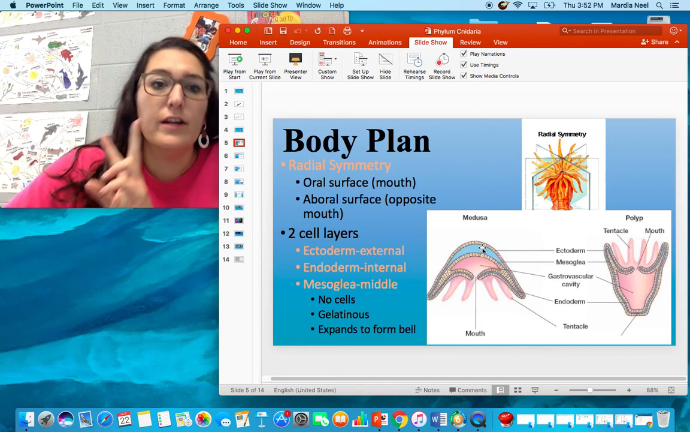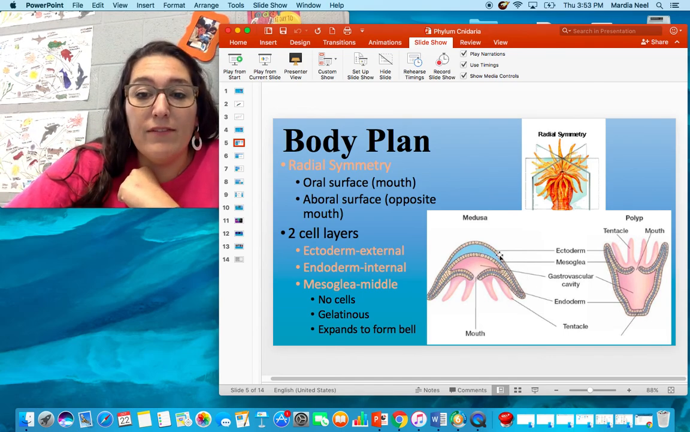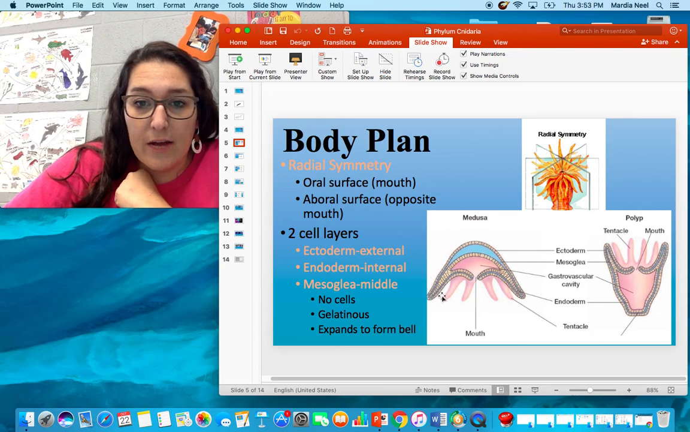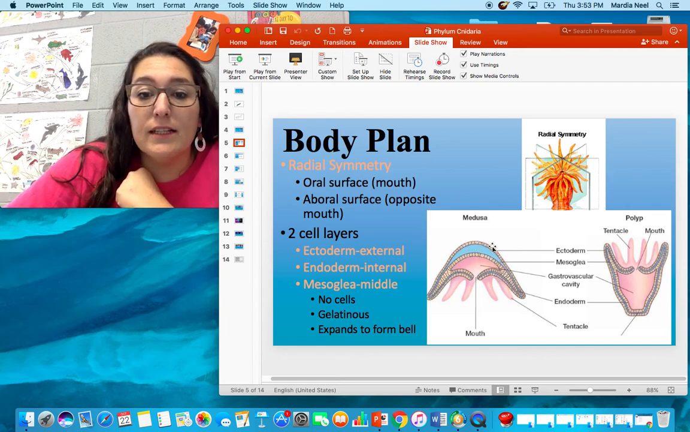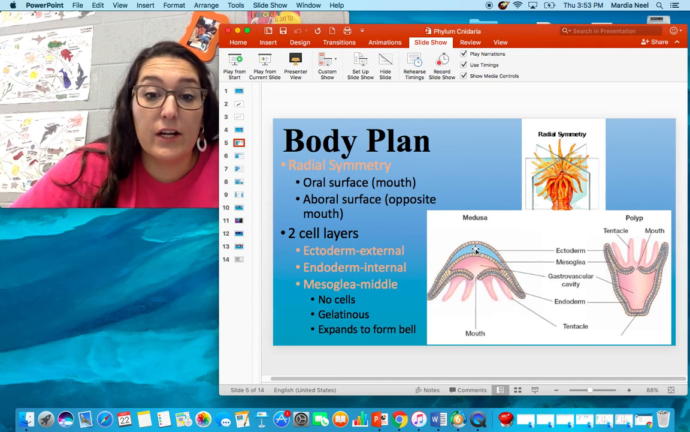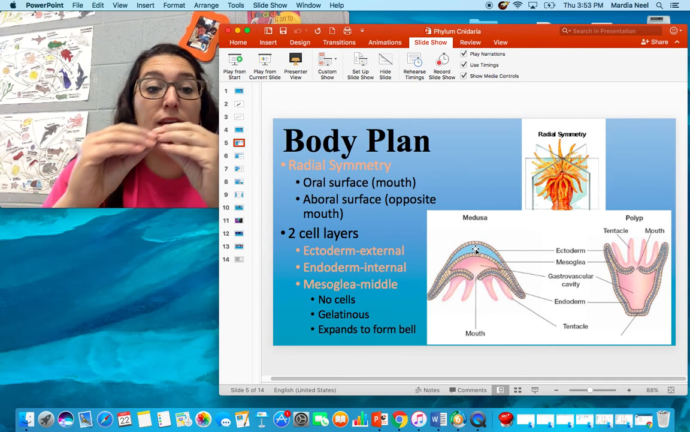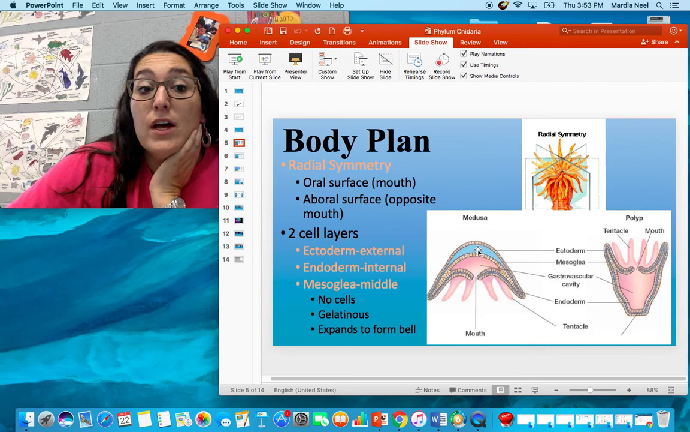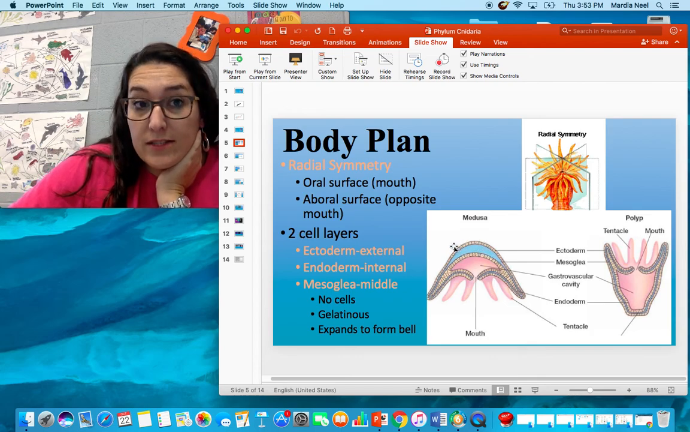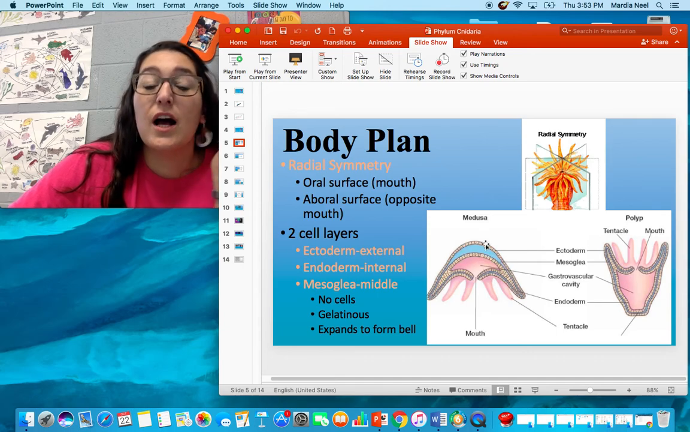Sorry, my camera's off center. They only have two cell layers. They have the ectoderm, which is this outer cell layer. They have the endoderm, which is this inner cell layer. And then they have this mesoglea, and this mesoglea is the inside area, and there are no cells there. It's just gelatinous, and this is what expands to form that bell of the jellyfish that we typically think of. So there are only cells on the very outside and on the very inside. In between those two places is just a hollow space.